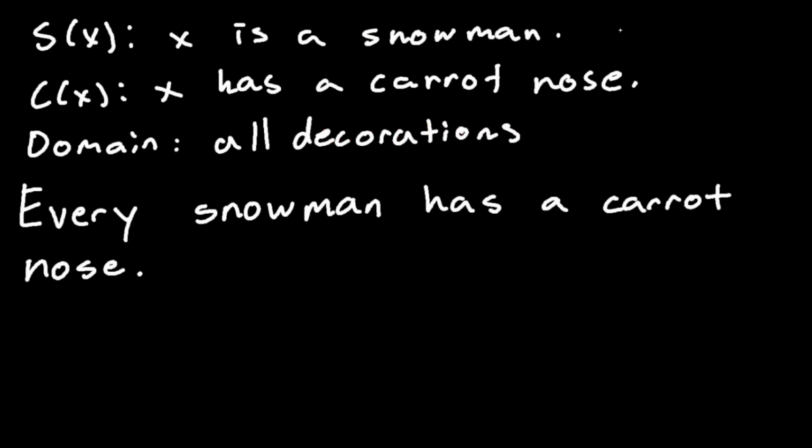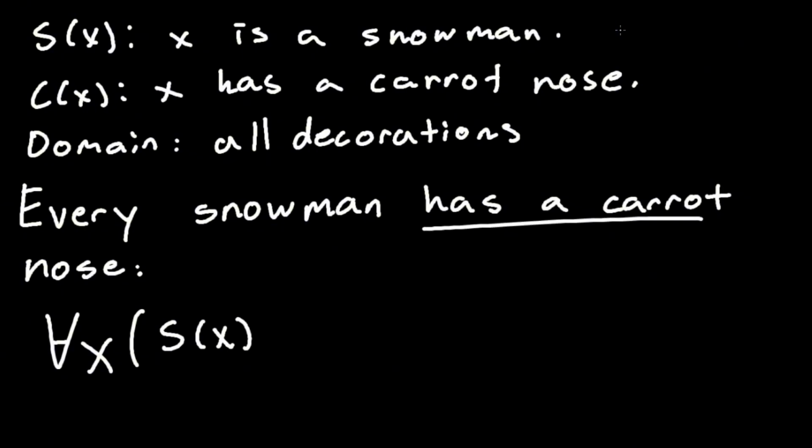But that's besides the point. I just want to specify the importance of the domain. But we have "every" here. So we already know we're using this quantifier, and we only have a single variable, X. Later on, you will deal with more variables, but let's not talk about that for now. We have every X, okay? That's usually the beginning of the statement when you say every. And we have snowman. So we have snowman has a carrot nose.